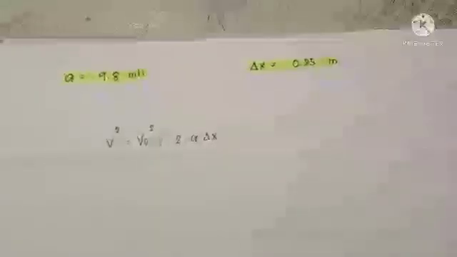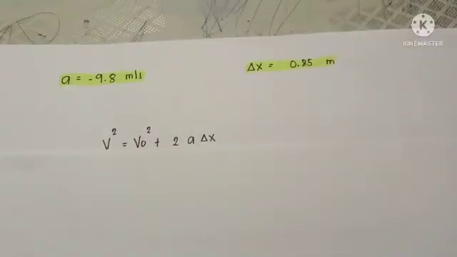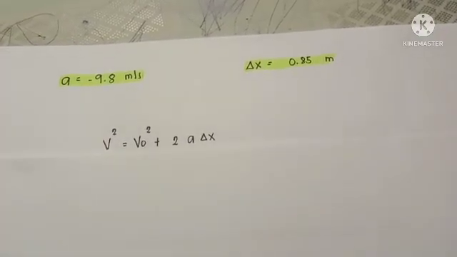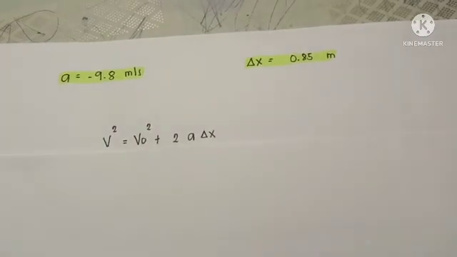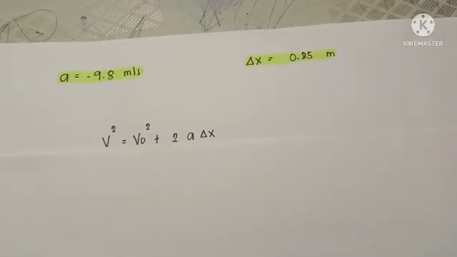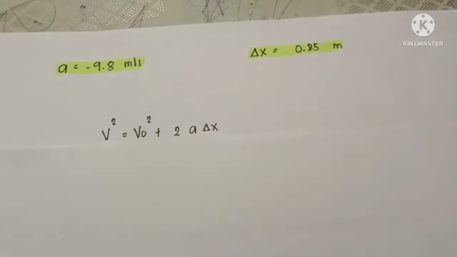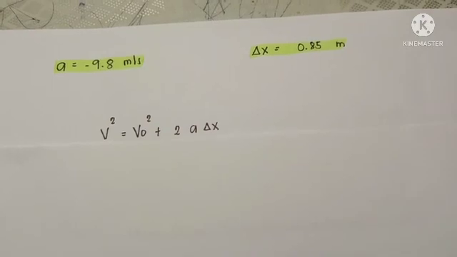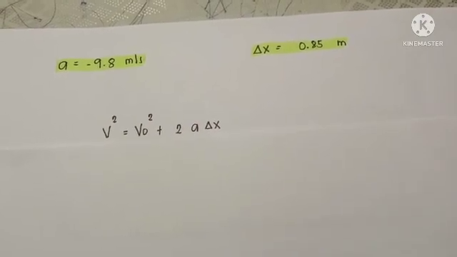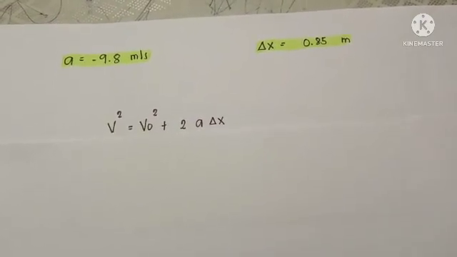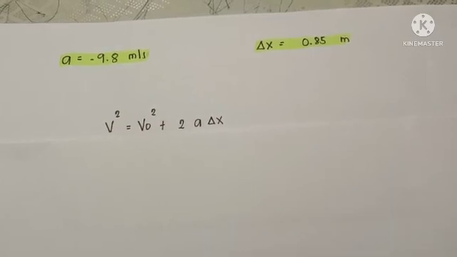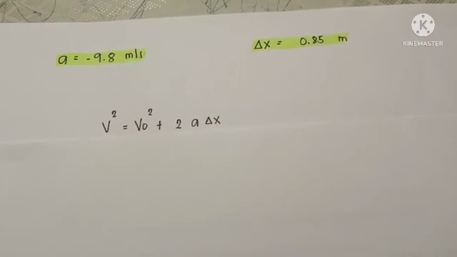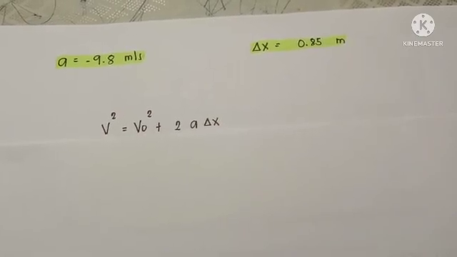For the third trial, the launcher fired at a 60 degree angle and 0.85 meter distance from the launcher. So we are going to determine the initial velocity of the ball. The formula that I am going to use is final velocity squared is equal to initial velocity squared plus 2 times acceleration times delta x, which is the distance. Our givens here are the acceleration, which is 9.8 meters per second squared, and the delta x, which is the distance, is 0.85 meter.